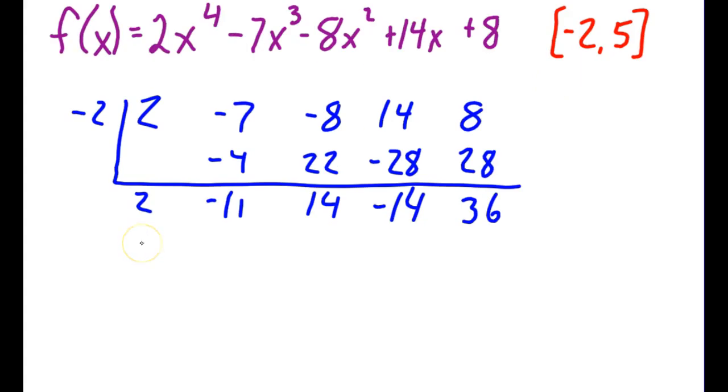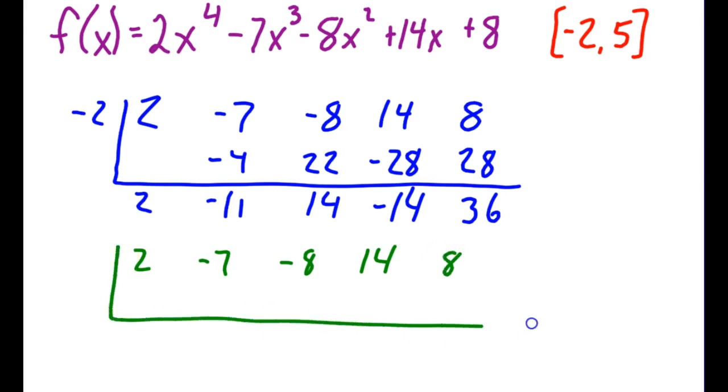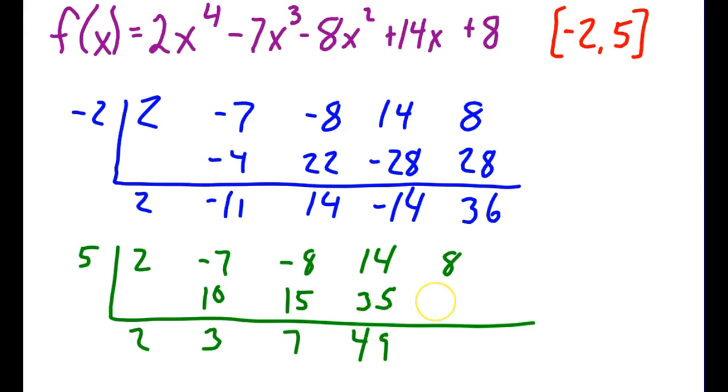Using a similar idea, we're going to check whether 5 is an upper bound. We take our coefficients, 2, negative 7, negative 8, 14, and 8. Again, using synthetic division and looking at the signs on our terms that end up in the bottom, checking with 5, bring down our 2, multiply diagonally, add vertically. Five times 49 is going to be 245, and then add vertically, 253.